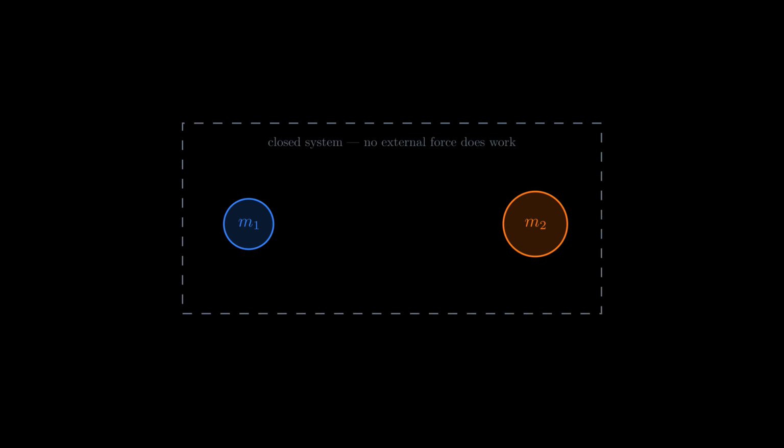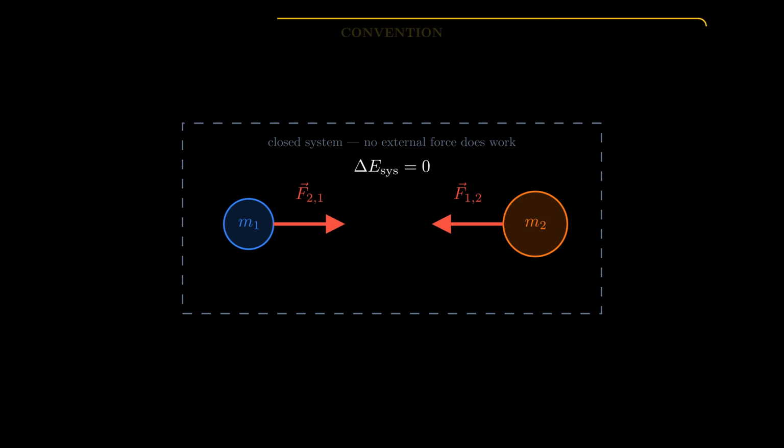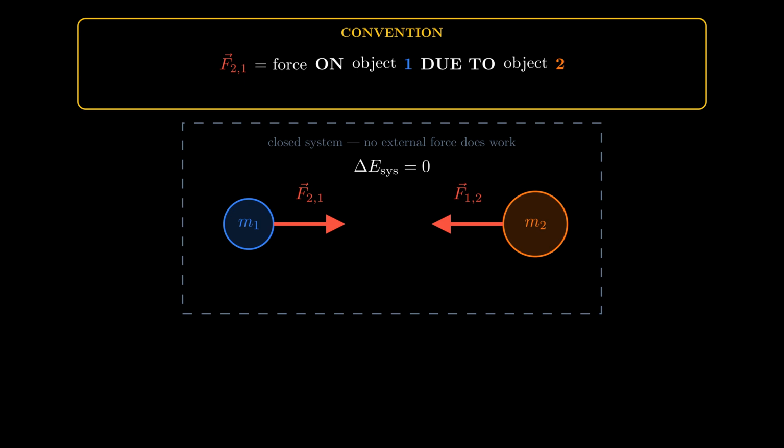Take two objects, masses m1 and m2, alone in a closed system. No external force does work on them, so the total energy inside cannot change. They interact through a single conservative internal force. The subscripts carry the whole derivation, so fix the convention now. F21 means the force on object 1 due to object 2. The first index names the source, the second names the receiver.